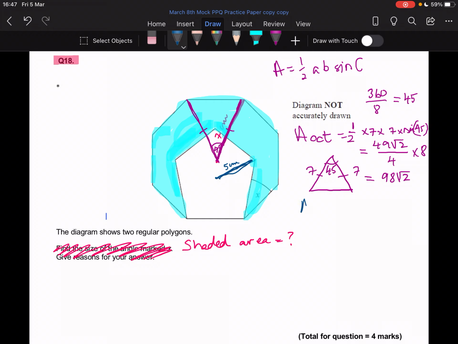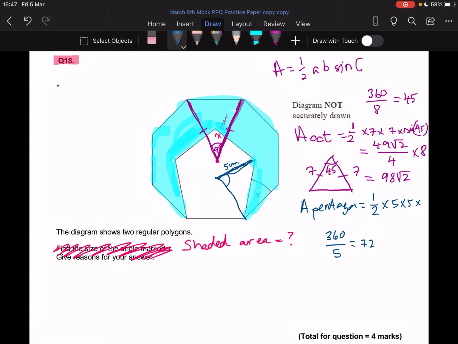So, area of the pentagon is going to be half. Oops, we don't have the angle for the pentagon. So the method is the same. To work out this angle at the top, 360 divided by how many triangles we're going to have, which is 5. Okay, 72. And then 5 by 5 and sine 72.